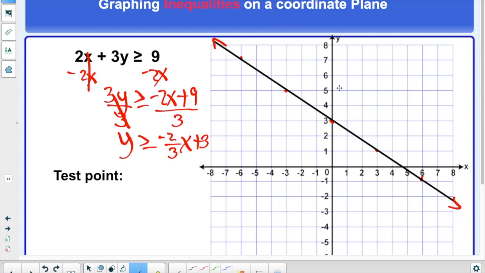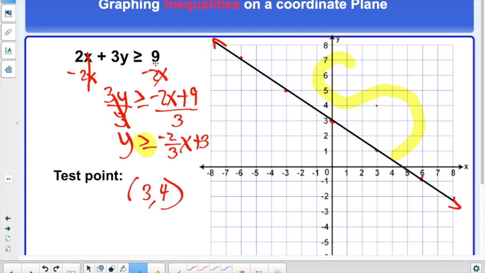Now I need to figure out where to shade. My symbol right now is a greater than or equal to symbol, so I know that means I'm going to shade above. Automatically you should be thinking I'm shading in this area. If you don't know, test out a point and make sure it works. So let me test out 3, 4, this point right here, and just make sure that it works.